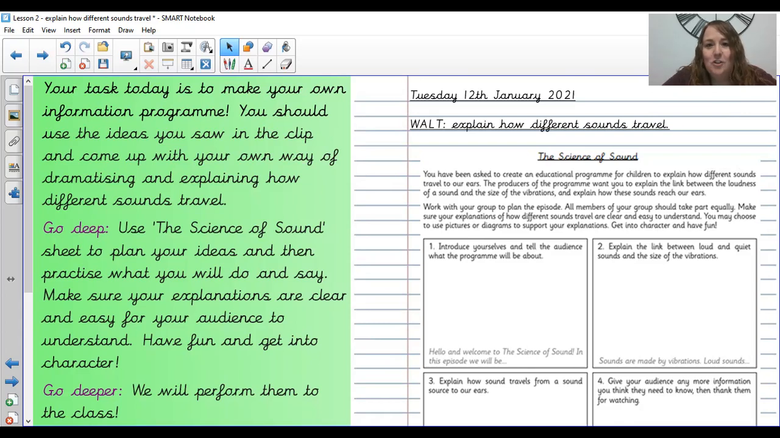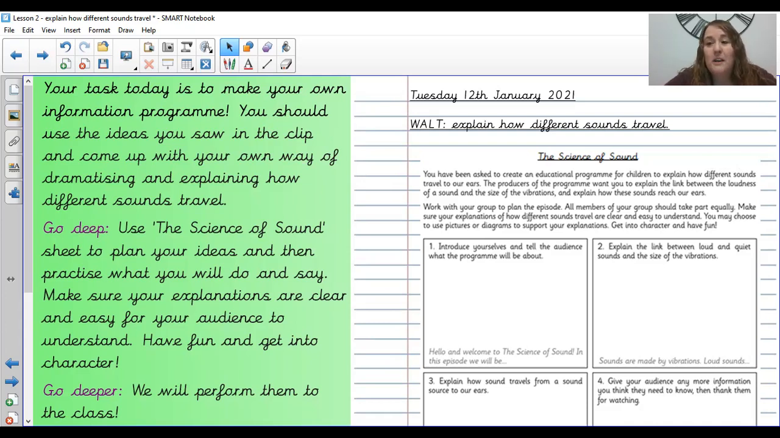Have fun and try and get into character. So you can see on this sheet below that there are 4 boxes. And it just says at the top, very similar to what I've read out, you've been asked to create an educational program for children to explain how different sounds travel to our ears. The producers, which are the people in charge of the program, want you to explain the link between the loudness of a sound and the size of the vibrations and explain how these sounds reach our ears.